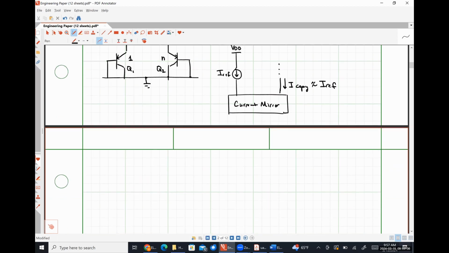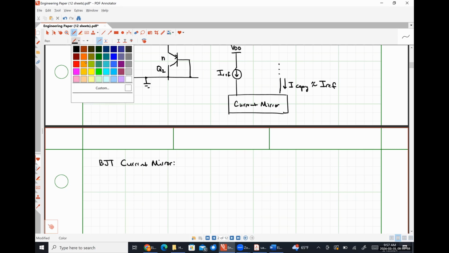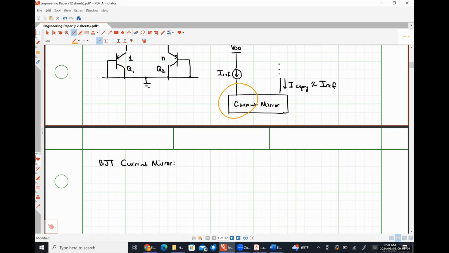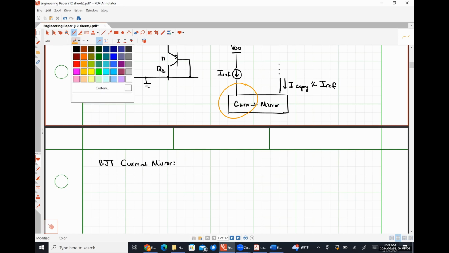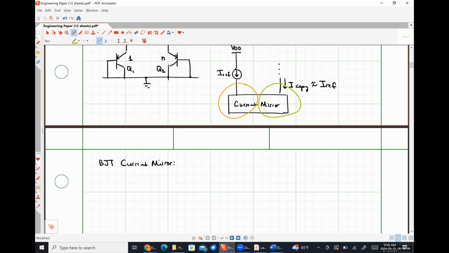So we're going to start by looking at a BJT current mirror. In our current mirroring circuit, we effectively have one leg that senses the value of IREF. So that's what's going on over here. This part of it, whatever it happens to be, is sensing what IREF is. And then we have this part over here that's responsible for making a copy.